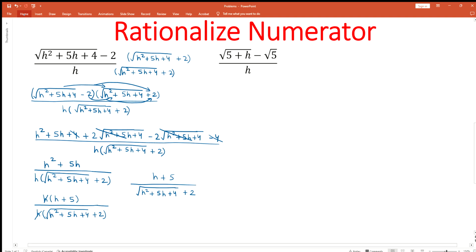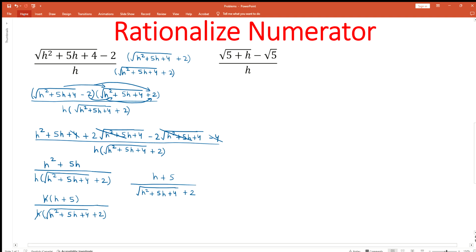Now we can analyze the second given expression, square root of 5 plus h minus square root of 5, over h. We have to rationalize the numerator. We have to get rid of the square root in the numerator. For that we should use the conjugate method. We should multiply the numerator and the denominator by the conjugate of the numerator expression.